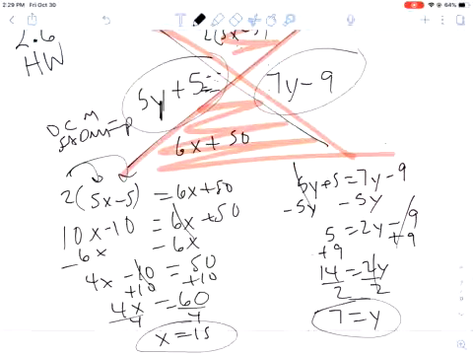So that's vertical and linear pairs. Hopefully this video helped. Make sure you practice some on your own so that you're ready for any quizzes or any tests. See you later.